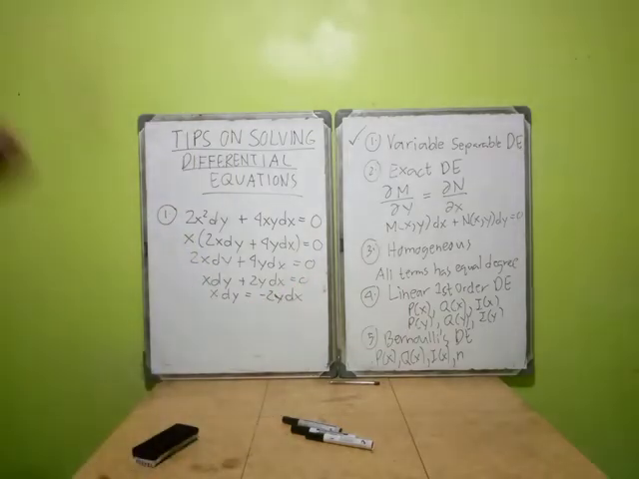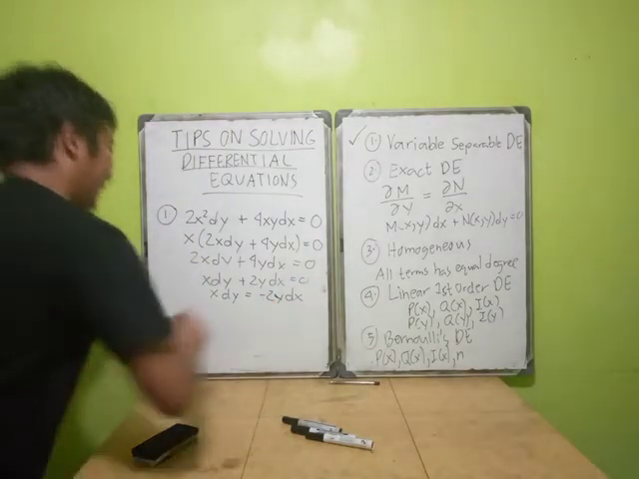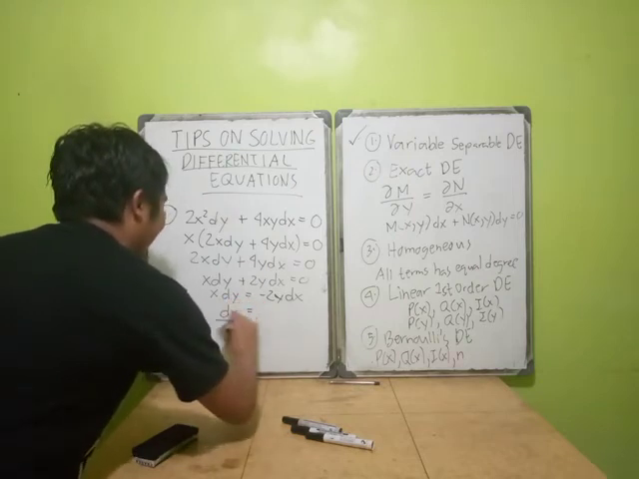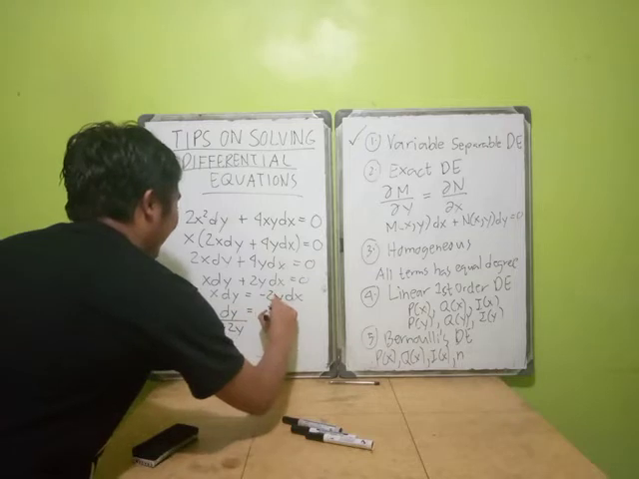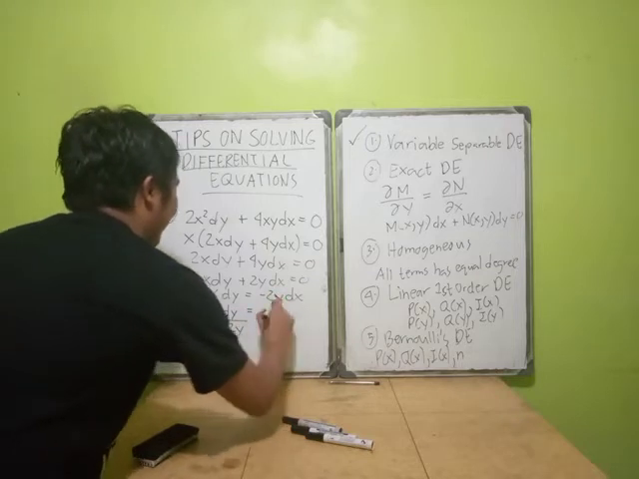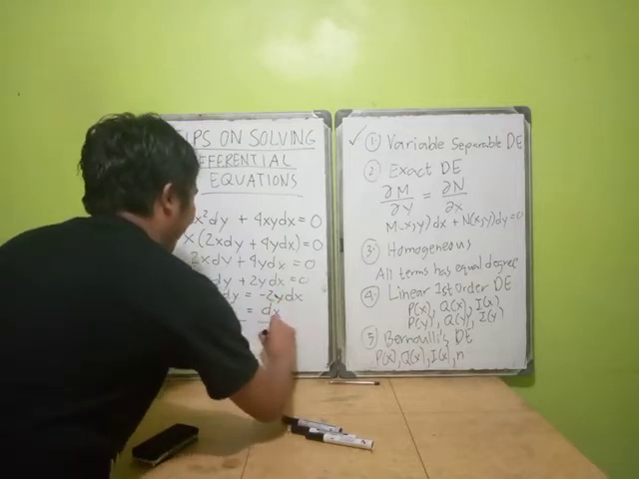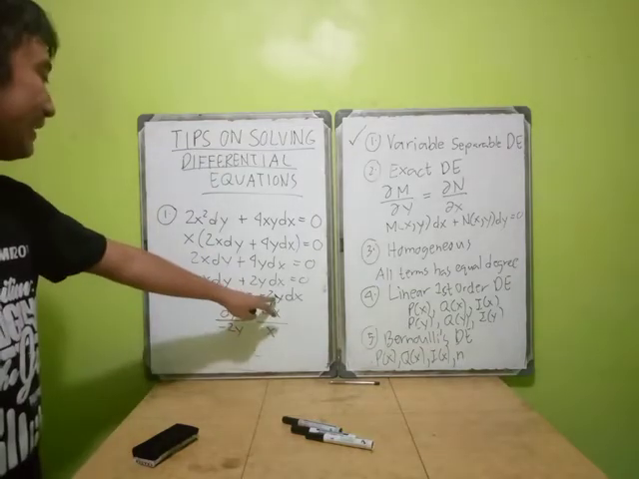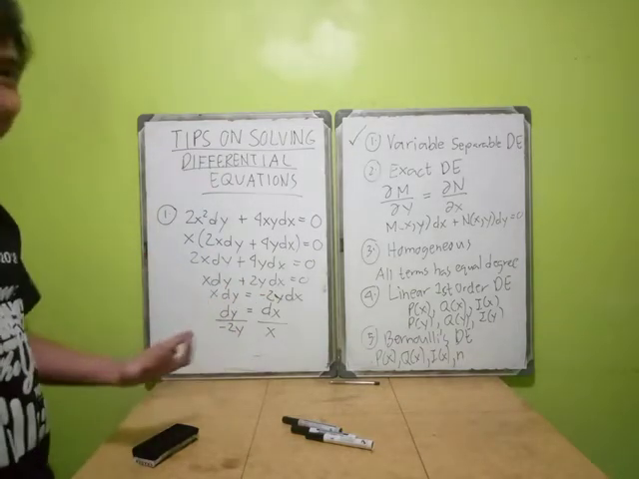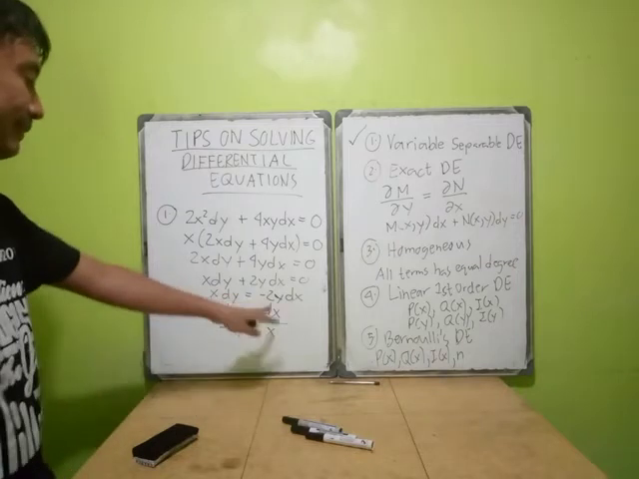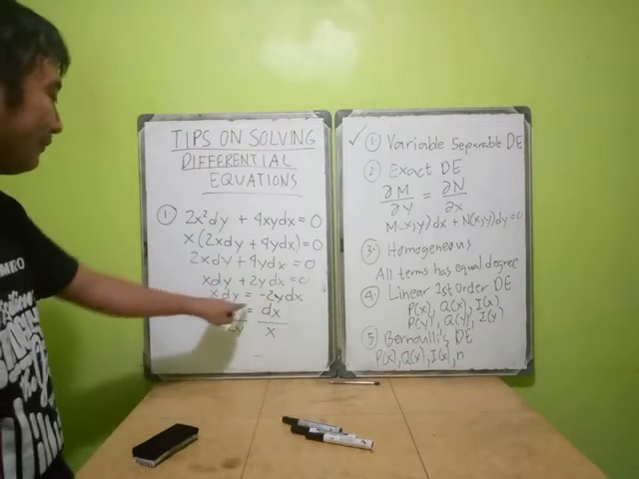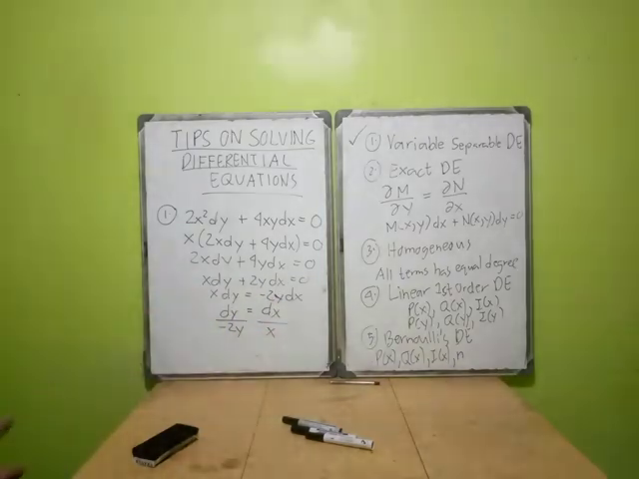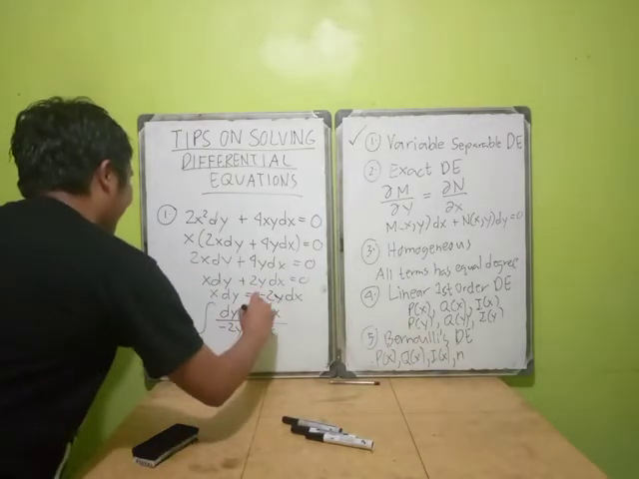So, anong mangyayari? I-cross divide ko. Magiging dy over negative 2y dito, okay? Saka magiging dx over x. Okay? So, please take note of my term. Nag-cross divide ako. Okay pa? Similar sa cross multiplication. Itong negative 2y, ilipat ko dito sa ibaba. Itong x, ilipat ko doon sa ibaba. Okay? So, you can integrate.